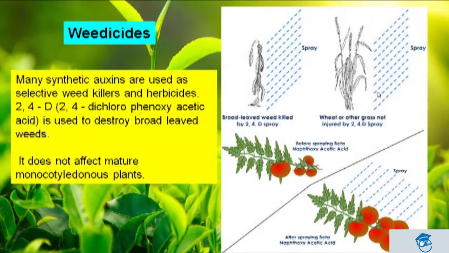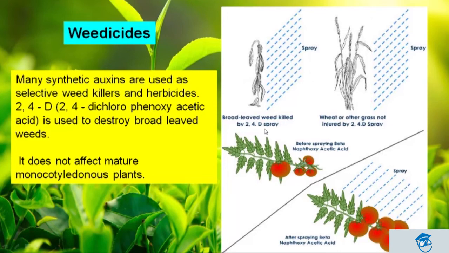Auxin is also used as weedicide. As I have taught you that auxin is used to prepare weed free lawn. Okay, so many synthetic auxins are used as selective weed killers and herbicides. 2,4-D is a synthetic auxin, whose full form is 2,4-dichlorophenoxyacetic acid. It is used to destroy broad-leaved weeds. Okay, and it does not affect mature monocotyledonous plants. Please remember this. So this is a broad-leaved weed killed by 2,4-D spray.